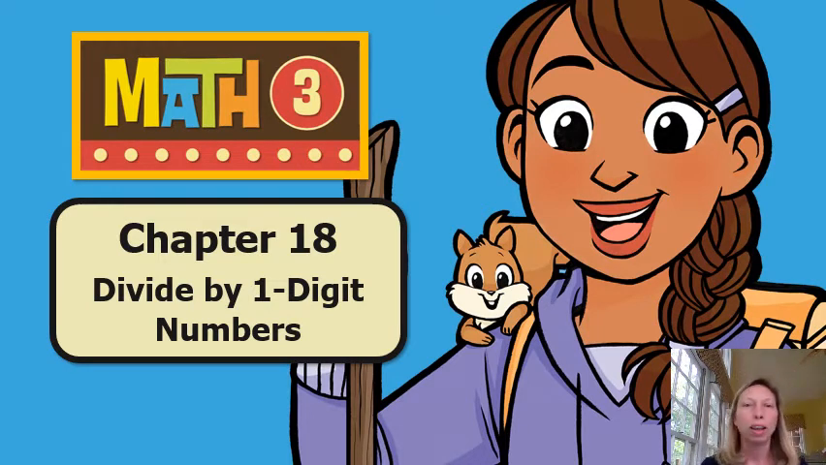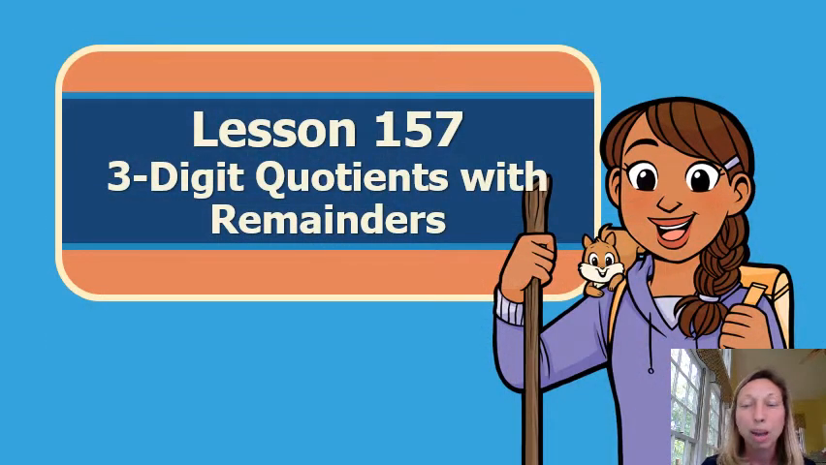All right, I'm back. So, dividing by one-digit numbers. We're doing that today, but today we're doing three-digit quotients with remainders. That means the answer is going to have three digits in it.